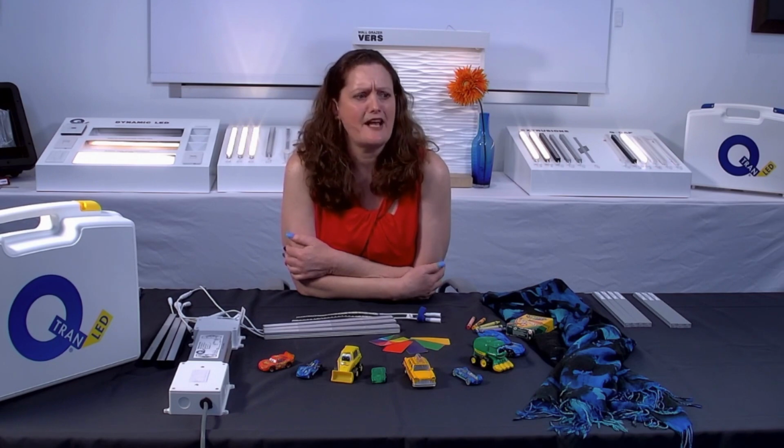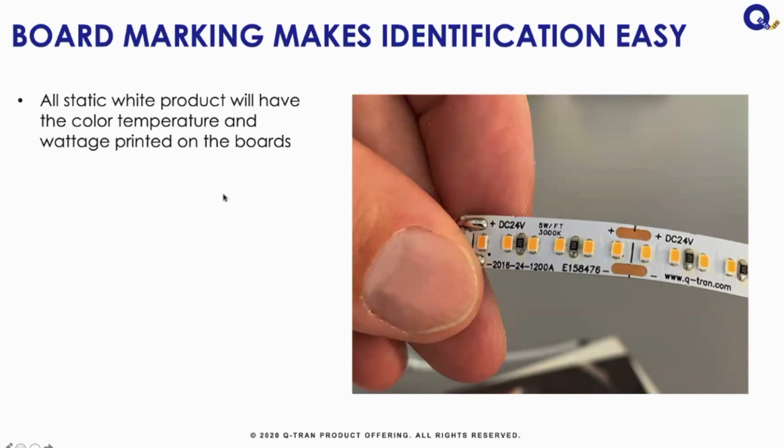And what is next, Tyler, after SMT, of how boards are made? Is it color temperature? We're going to talk about board identification. New for 2020, Qtran has now started printing all of the color temperatures and wattages on the boards to help with identification. Our customers had expressed to us that at times, with multiple color temperatures or multiple wattages, sometimes on the job site they had difficulty figuring out which is which. So, listening to our customers, we have now added this feature to all of the boards.